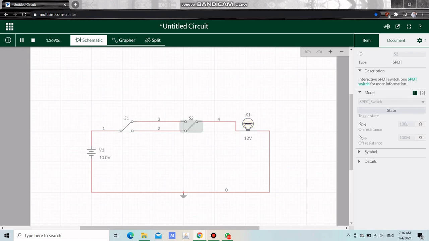The goal of this switching is to control electrical loads from more than one location.